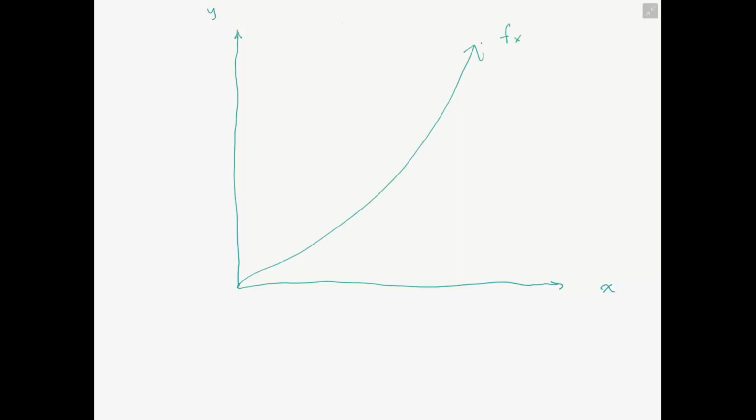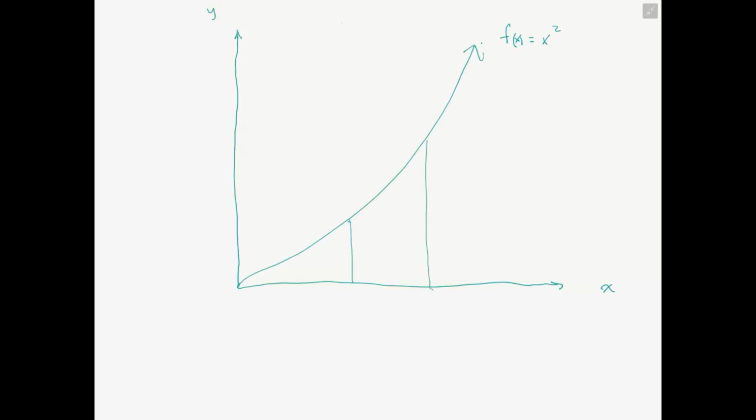Okay, so what we're going to do is look conceptually at, please forgive my lack of artistic prowess, an x and y axis, and we have some function f of x. Let's try something simple, like a parabola. f of x equals x squared.